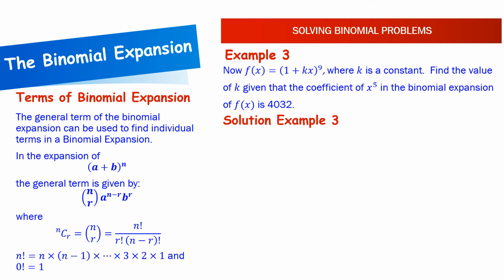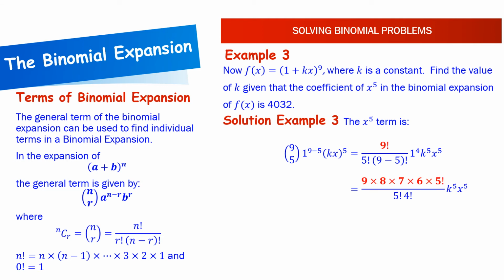So let's solve this. The x to the 5th term is 9 choose 5 times 1 to the power 9 minus 5 times (kx) all raised to the power 5. We've simply input into this general term formula. So 9 choose 5 is 9 factorial all over 5 factorial times (9 minus 5) factorial. And of course here's 1 to the 4. (kx) to the power 5 is k to the 5 times x to the 5.